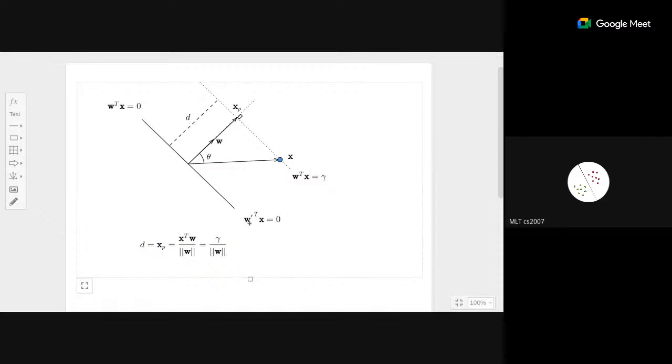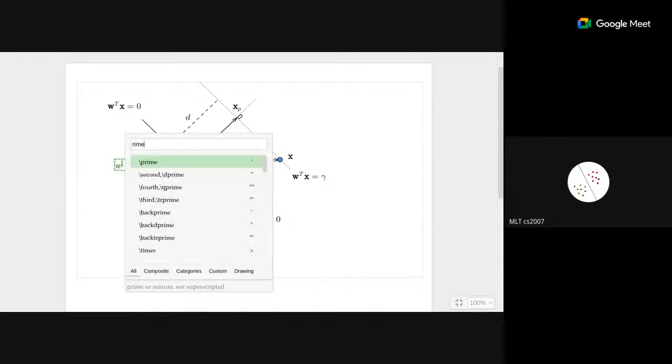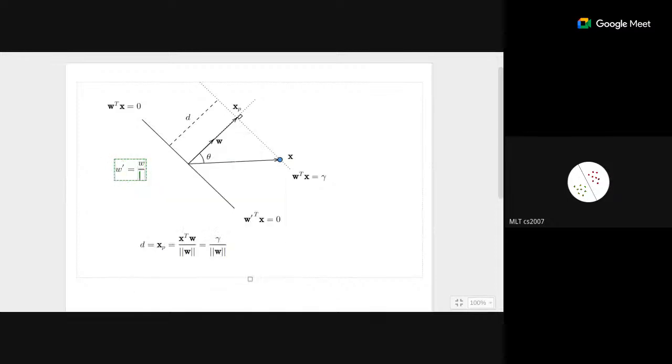By just scaling it, I am not losing anything. So let's also explicitly mention what W prime is. W prime is equal to W by gamma, right? So this is the new W. I'm calling it W prime. So by making this transition, what happens? W transpose X becomes W prime transpose X equal to 0. It doesn't change anything. The line remains the same.